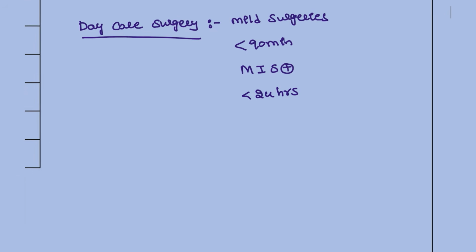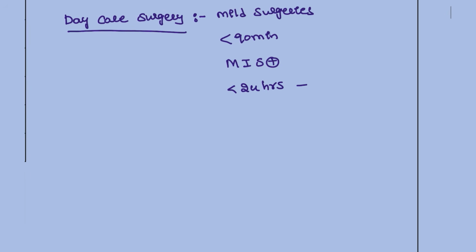And how are we going to discharge this patient? For the discharge of this patient we will be using a specific score, known as the modified Aldrete scoring. If they have more than 9, we can discharge this patient.